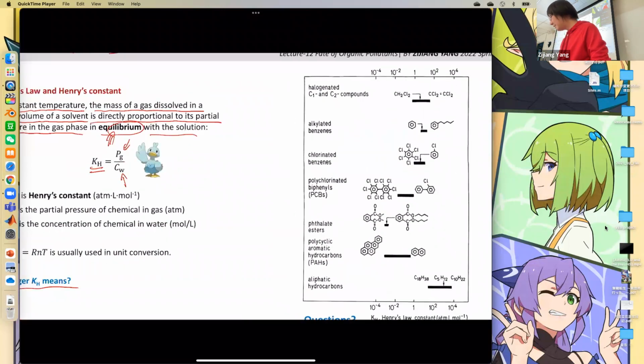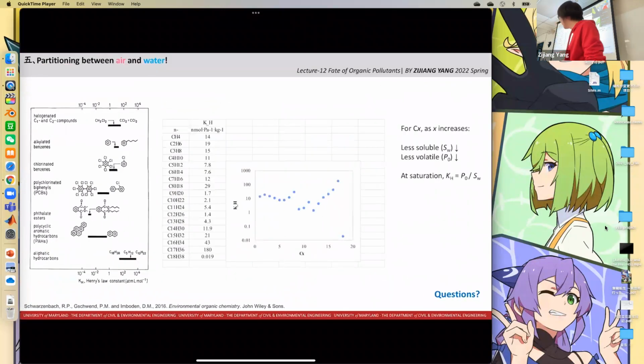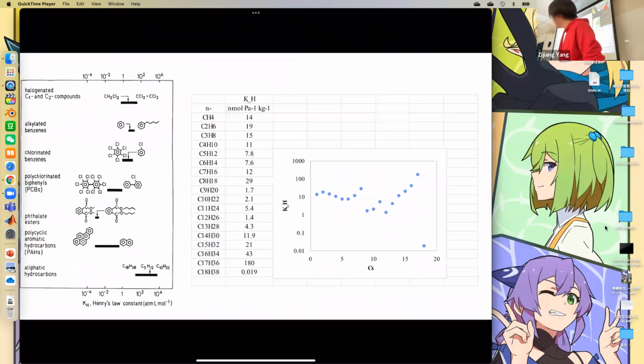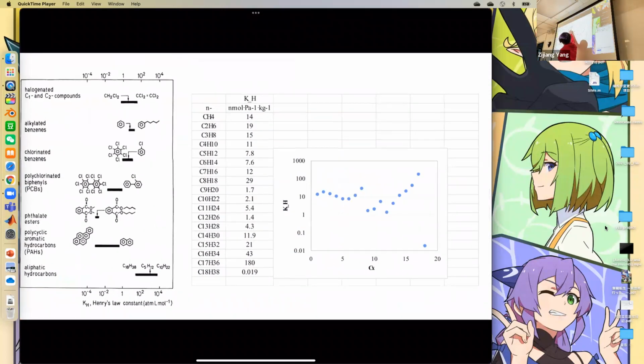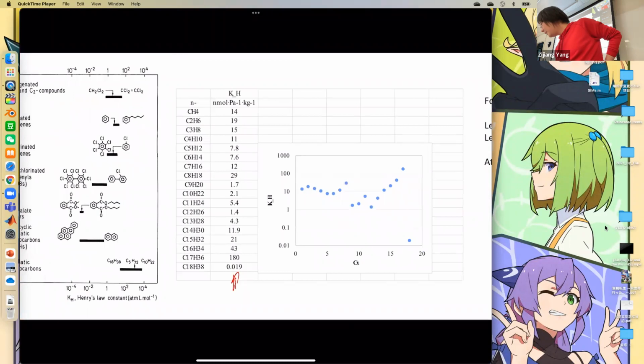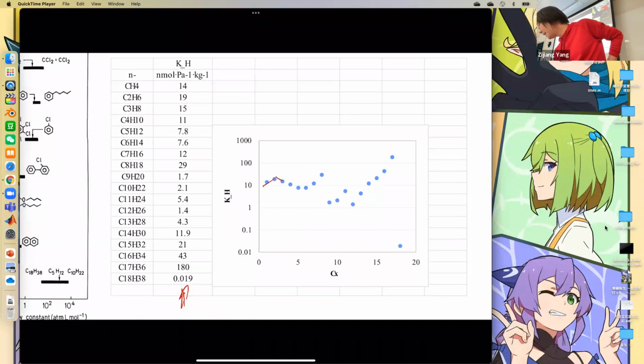Why did this happen? I did a little research about this question. In this table, I found the KH values of different hydrocarbons, from C1 to C18, from different sources. Then we can make a plot. This is the number of carbons, and this is the KH values. Note that this is a log plot. From this plot, we can see it may increase, decrease, increase, then decrease, increase. So we do not have a general trend of the KH values.